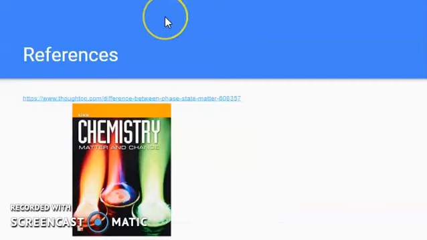Some references I used to gather these materials for the video was information from ThoughtCo, which explained the difference between the phases and states of matter. It is a very helpful website for lots of chemistry topics. When you do a Google search, sometimes it doesn't pop up immediately, but I recommend going to that website because they always have really good explanations. And of course, as always, the 9th grade chemistry textbook.